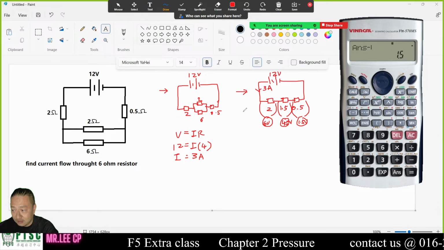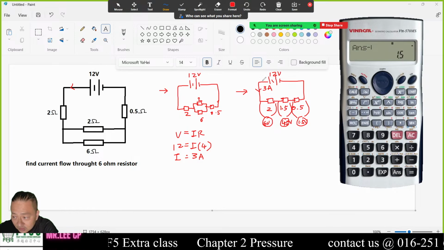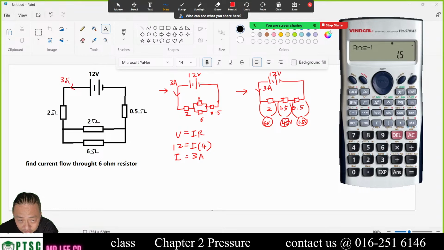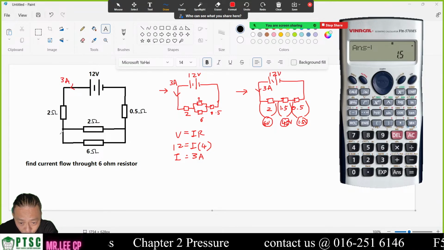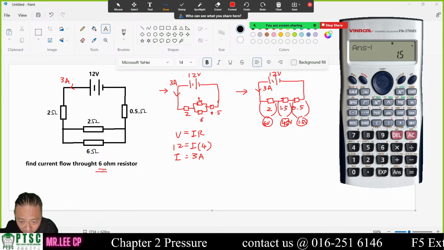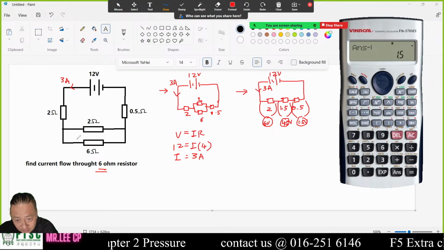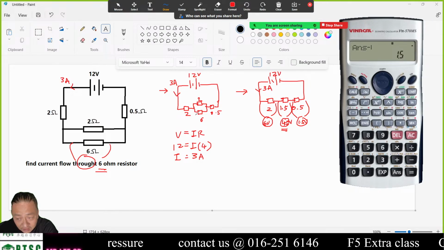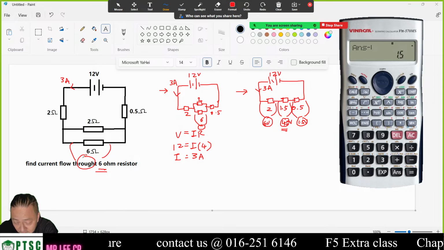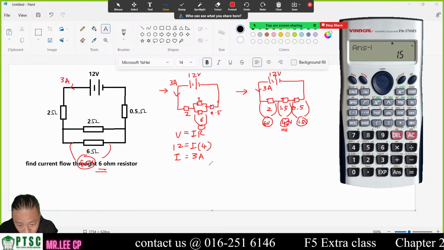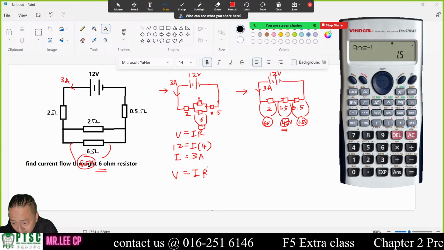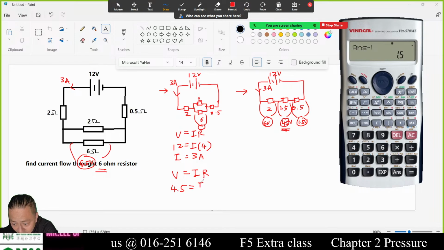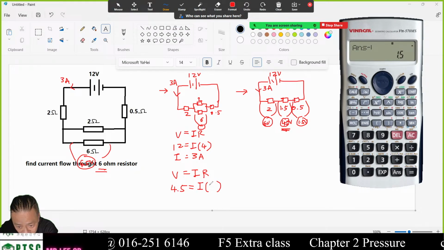So here it is going to be 3 ampere, and 3 ampere flows to here, where it has two ways to flow, up and down. I want the 6 ohm resistor. So you need to know the voltage here. This voltage is 4.5 volt, the same as this voltage. V is equal to IR. V is 4.5, I is unknown, R here is 6.